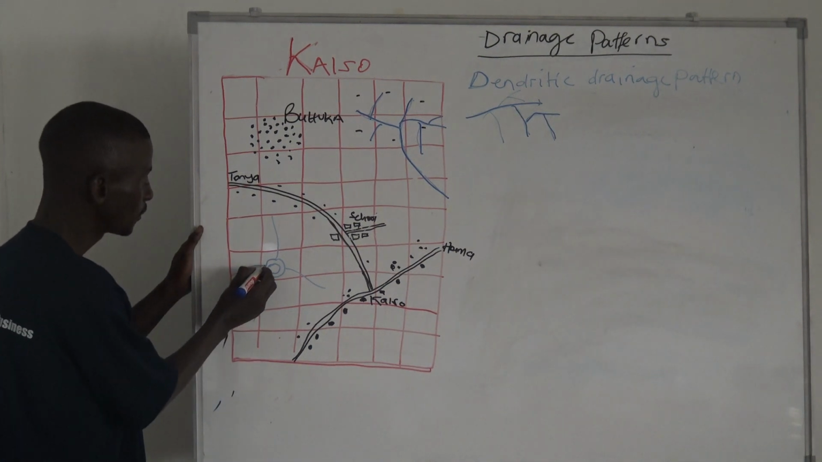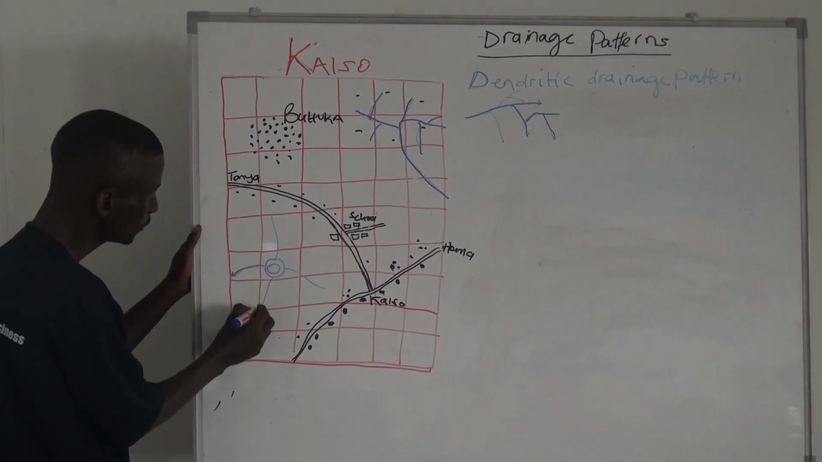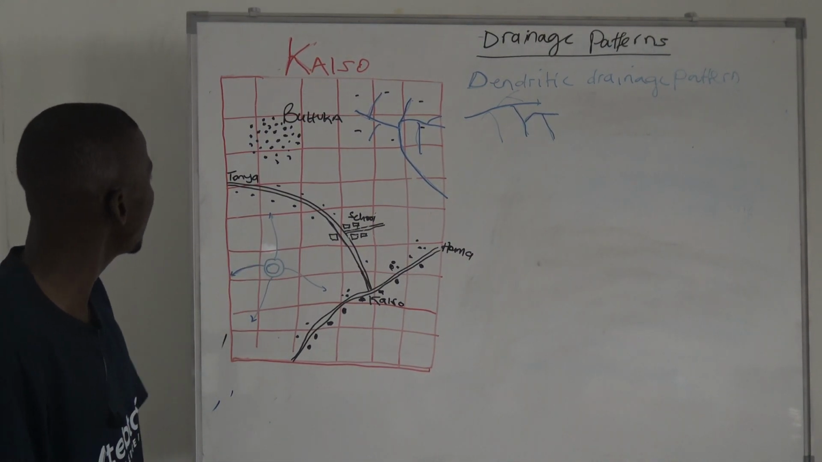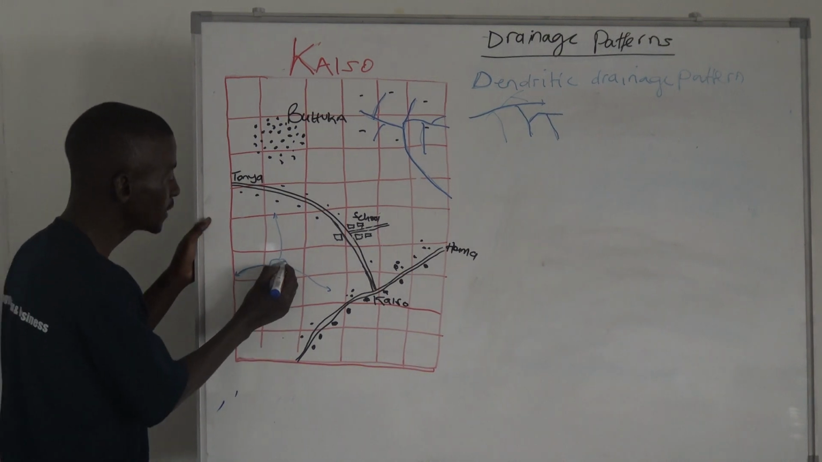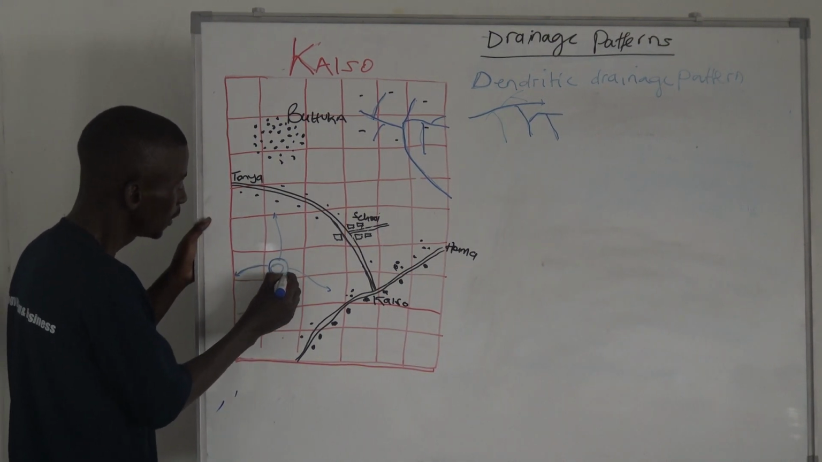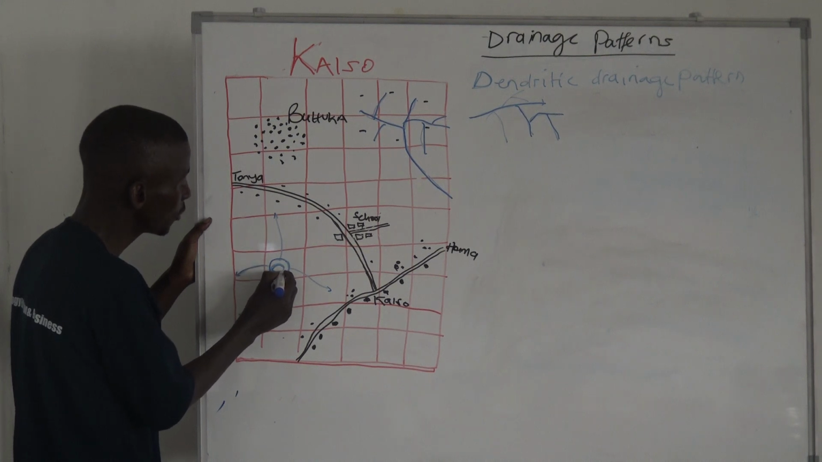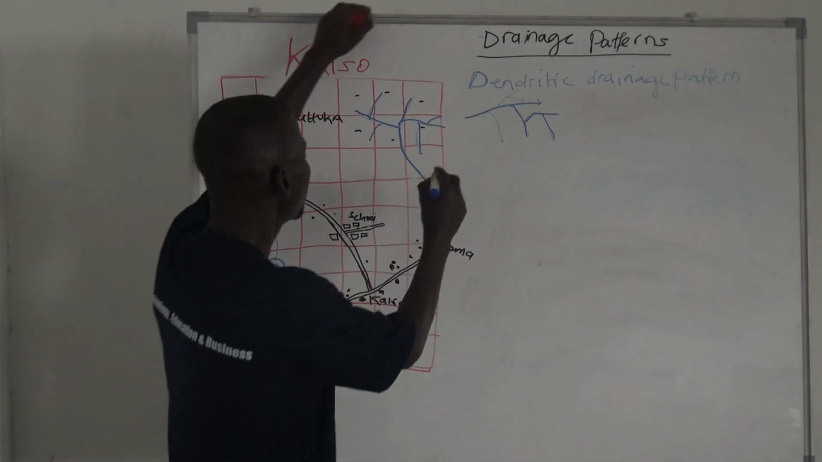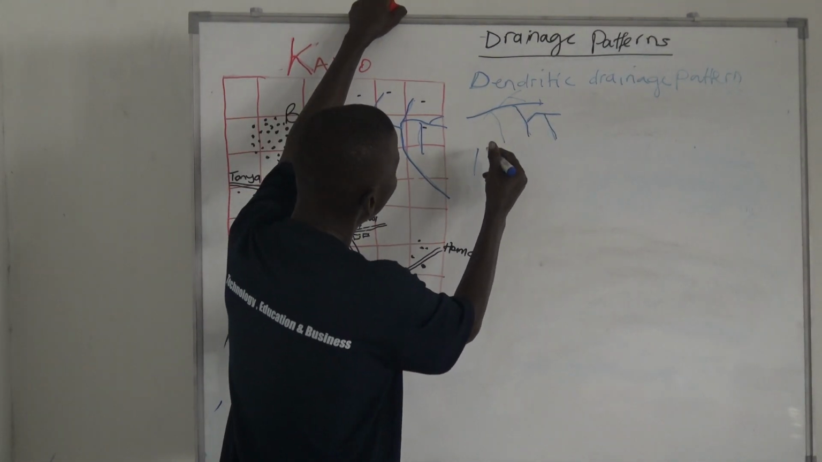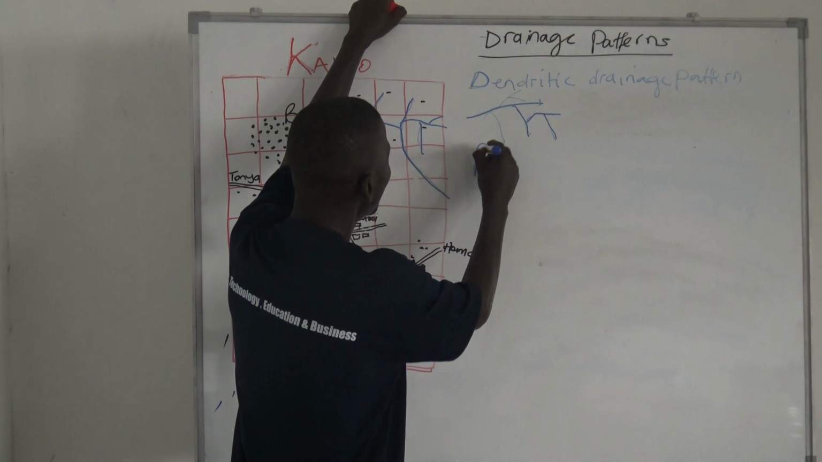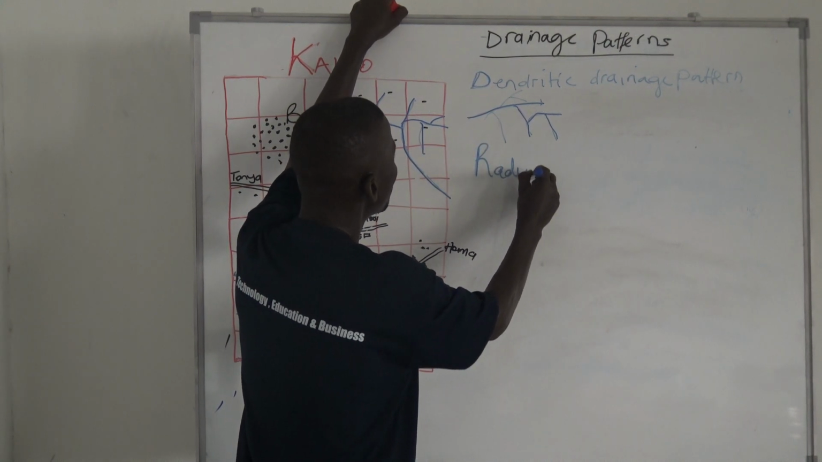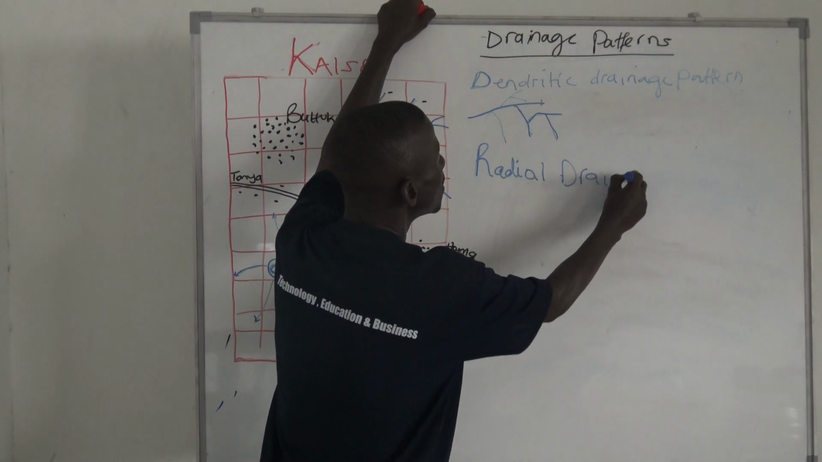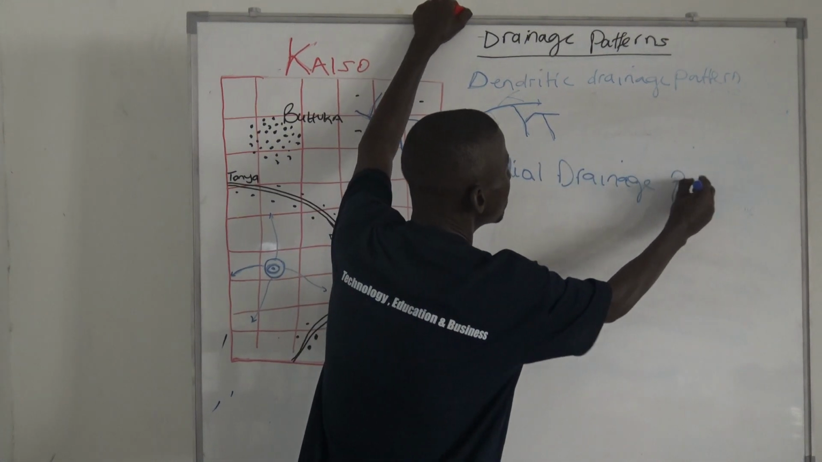Then this one, that's another drainage pattern. Of course, this one is a hill. Those ones, the other time I told you, these are contours. This one is called radial drainage pattern. It's called what? Radial drainage pattern.